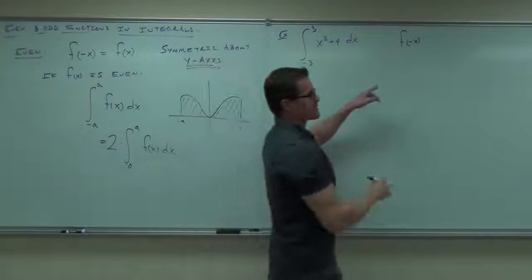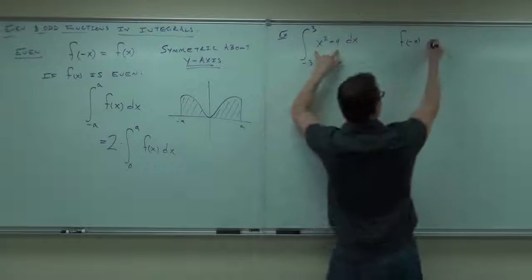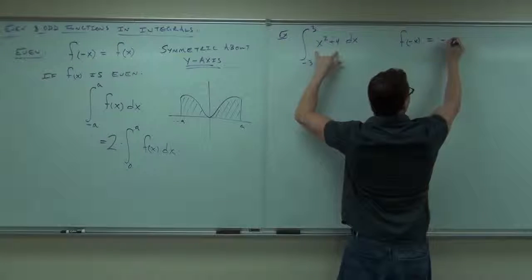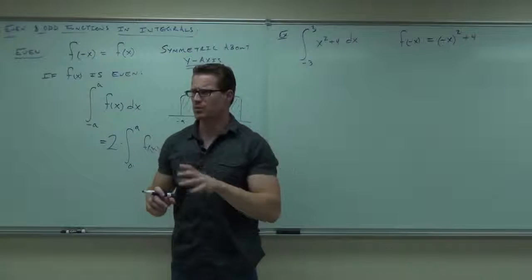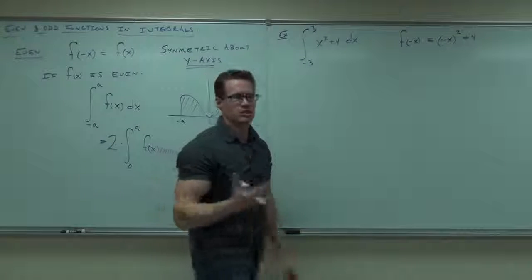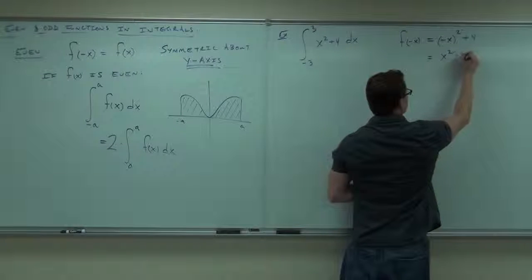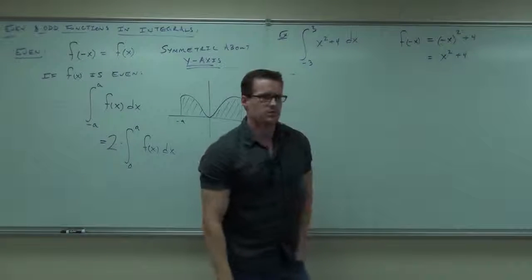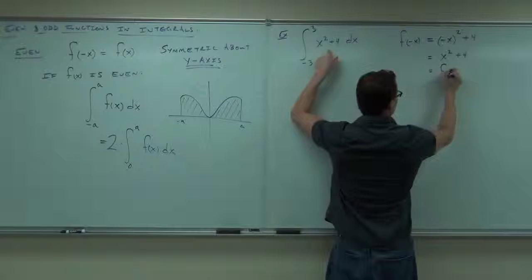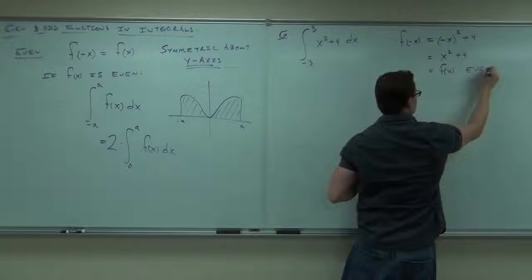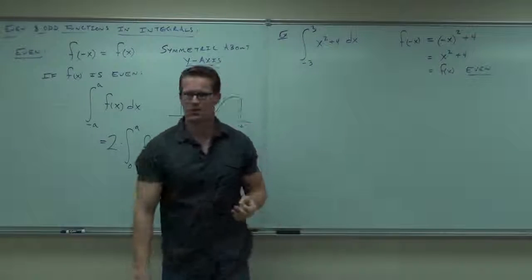So f of negative x says this. You go to your function f of x, and you just replace x with negative x. So for us, that would be negative x squared plus 4. Do you see how I just replaced the x with the negative x? And then you work it down, you see what you get. What's negative x squared? x squared. Plus 4. What's x squared plus 4? That's f of x. That's exactly what I have back here. Right there, that proves it's even. If you start here and you end here, that means you have an even function. Do you feel okay with that one so far?